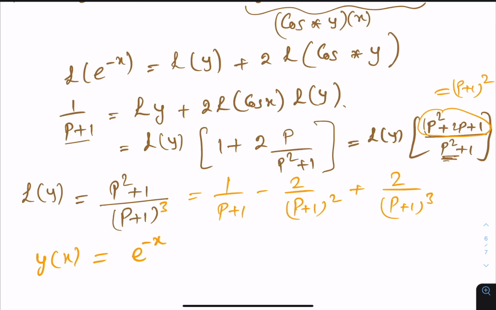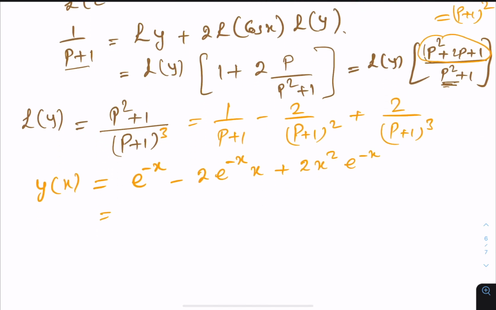right? And here this is minus 2 times exponential of minus x multiplied with a polynomial of degree 1, which is x, plus 2 times a polynomial of degree 2 times exponential of minus x, and this is exponential of minus x, right? 1 minus 2x plus 2x square.